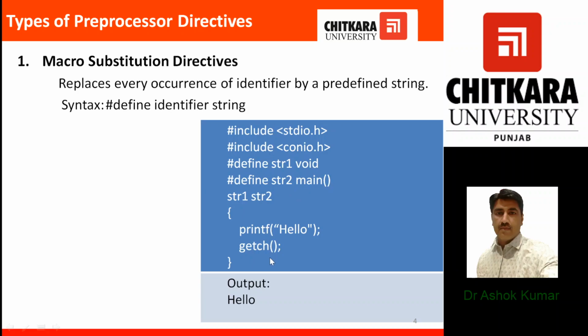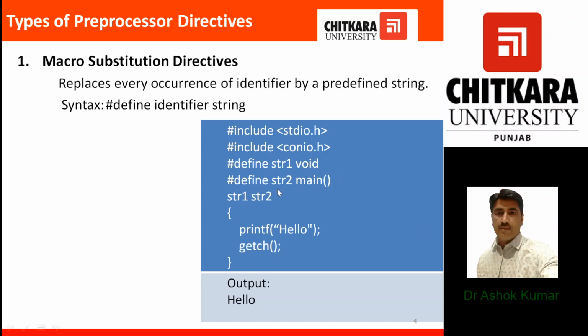So this is our source code. Please note that instead of writing void main here, I have written str1 str2. The value of str1 is void, and the value of str2 is main. When you run this program, the preprocessor will be called. As I have given you the definition before, the preprocessor takes source code as an input, so the code on this slide will be passed on to the preprocessor as input. Then the preprocessor makes some changes in the source code. What kind of changes, we are going to discuss now.